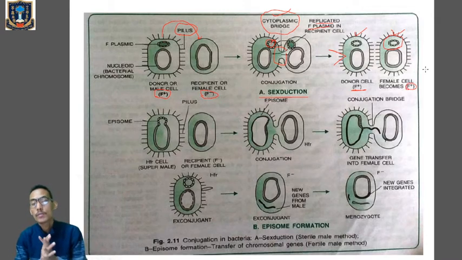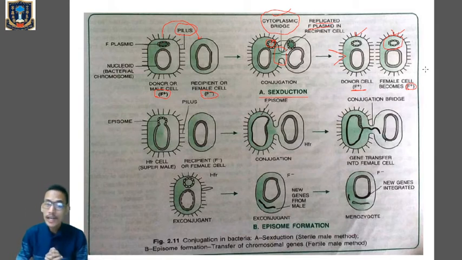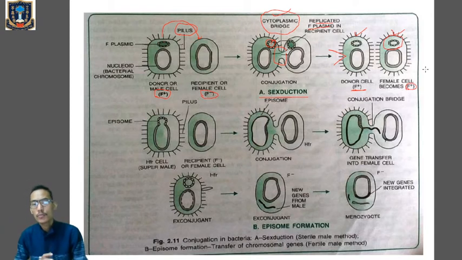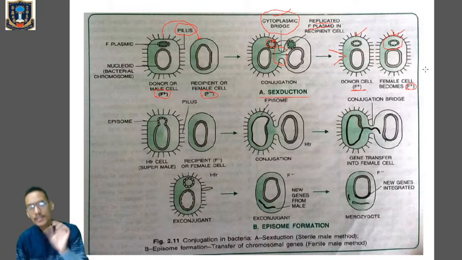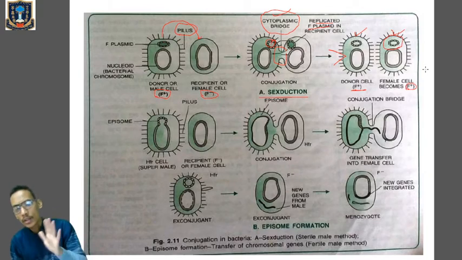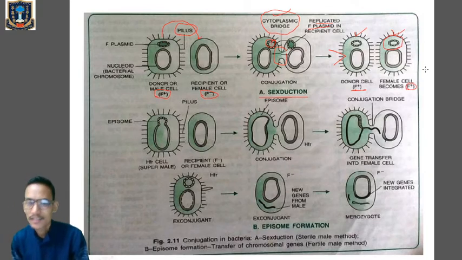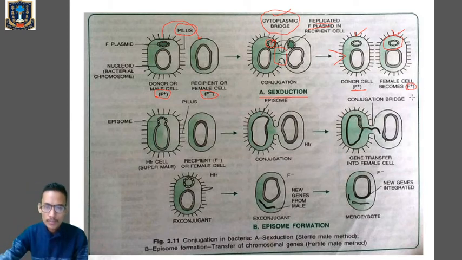or the cytoplasmic bridge. After that, the fertility factor of the male cell will undergo replication. It will produce the replicated F plasmids. Clear? And those replicated F plasmids will be transferred to the female cell with the help of the cytoplasmic bridge. And this process is known as sexduction. After the transfer of the fertility factor, the recipient cell, that is the female cell, will also become an F plus cell. Clear? Now let's come to the episome formation.